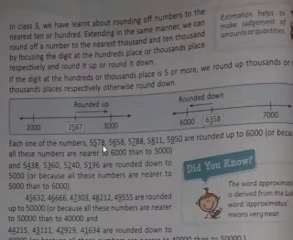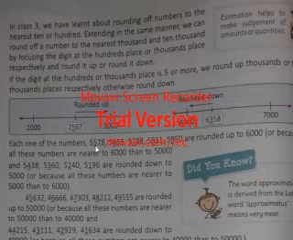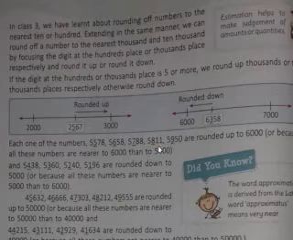Highest place value means what? Up to how much the place exists. Ones, tens, hundreds, and thousands. Up to thousand it exists. So these all are rounded up to 6,000 because why? In the hundreds place there is 5, 6, 7, 8, 9.